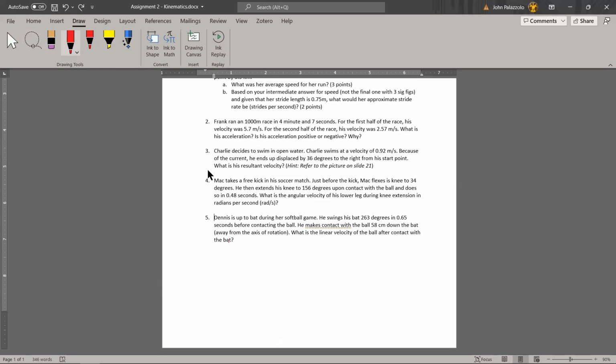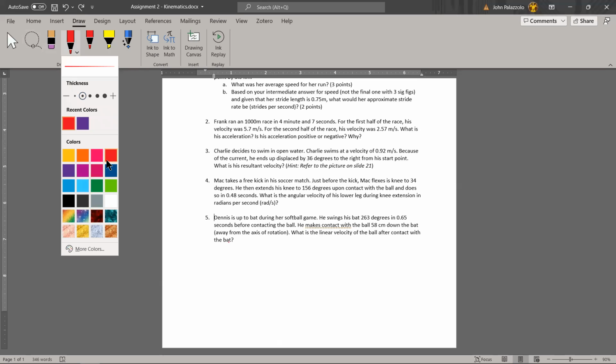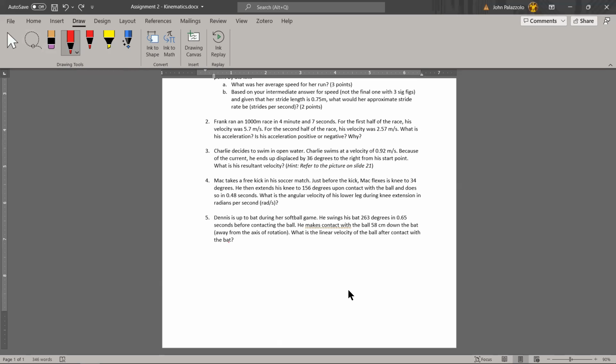But I'll fix that typo later. During his bat, he swings his bat 263 degrees in 0.65 seconds before contacting the ball. He makes contact with the ball 58 centimeters down the bat away from the axis of rotation. What is the linear velocity of the ball after contact with the bat?